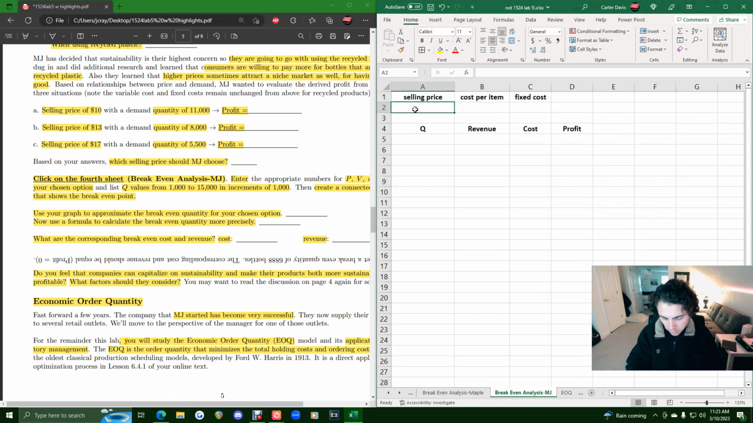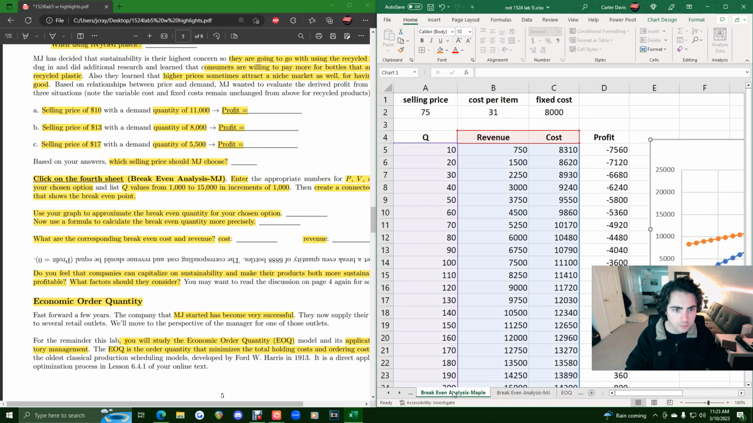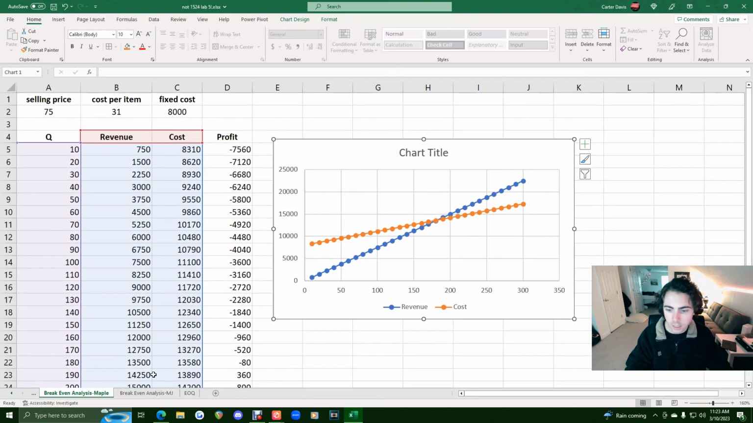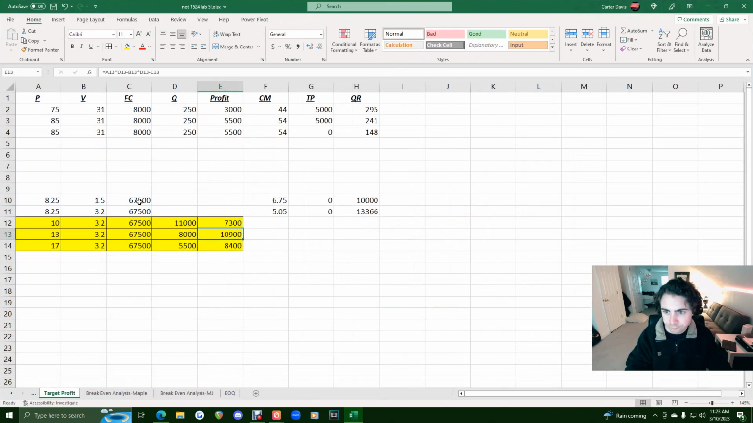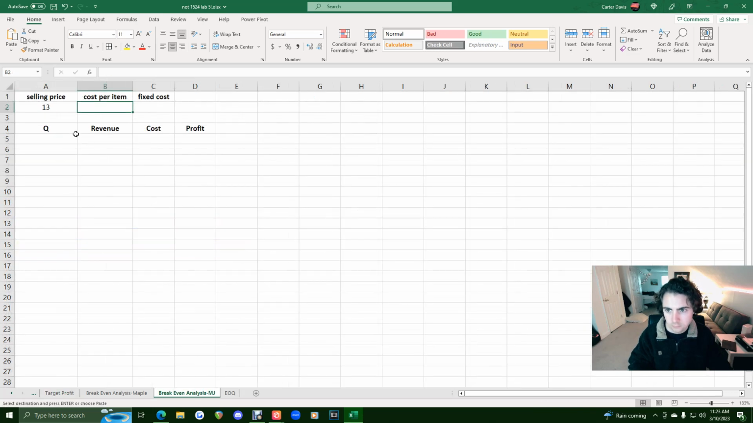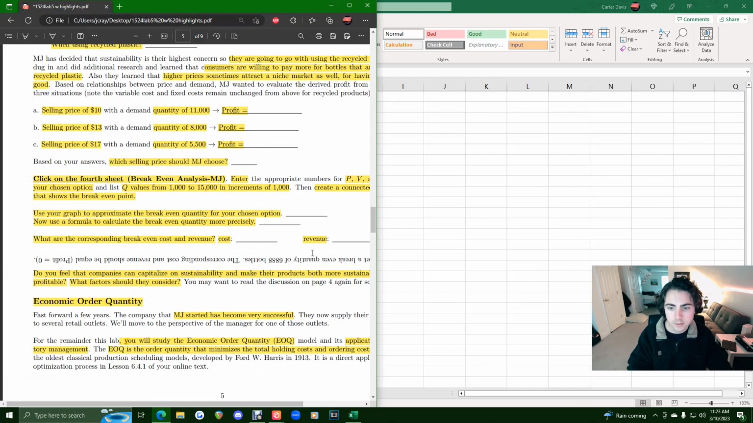Selling price, $13. Cost per item is still, what was it? It's a nightmare jumping back and forth. Can I just copy these? Maybe just copy these first three. Cost per item 3.2, fixed cost. Yeah, that works. Okay, and they want us to do the quantity.